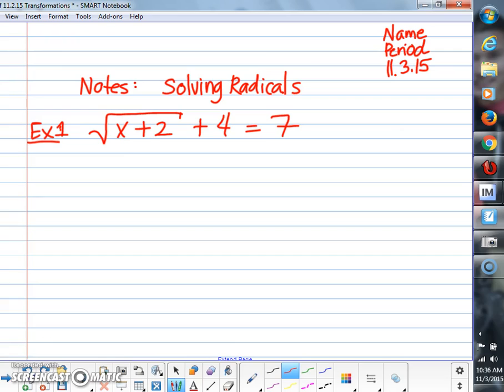Okay, if I asked you to solve for x, what would you do first? Move over the 4. Yeah, you're going to move over the 4. How would you move over the 4? Subtract 4. You're going to subtract 4 from both sides. So you're left with the square root of x plus 2 equals 3. Good. We still need to get rid of the square root symbol, the radical. So how do we undo a radical? By squaring. We're going to square both sides of the equation.